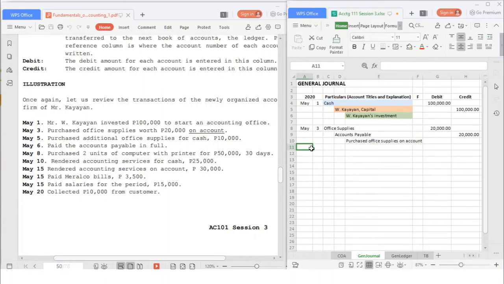Now let's move on to May 5. So May 5, purchase additional supplies for cash. Now, kani is, again, nipalit ka og supplies. So, of course, i-increase nato itong office supplies. And then, unsa pa ang laing nahitabo? Nipalit ka og supplies for cash. So, unsay nahitabo sa imuhang cash? Imuhang cash is ni-decrease siya. Now, since ni-decrease man ang imuhang cash, di ba? Unsaon man nimo imuhang cash nga account, i-debit, i-credit.